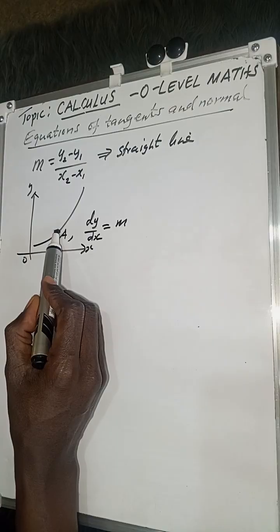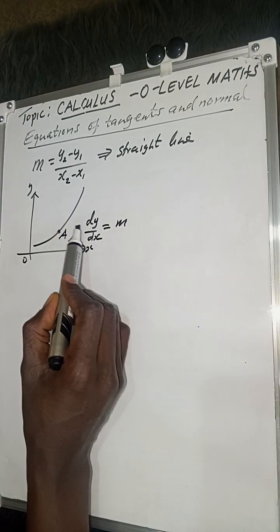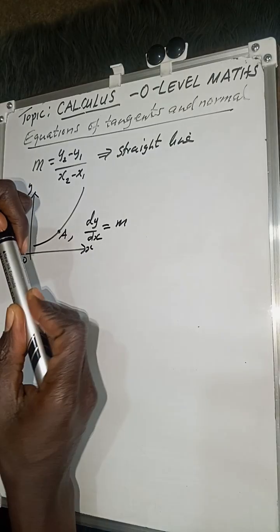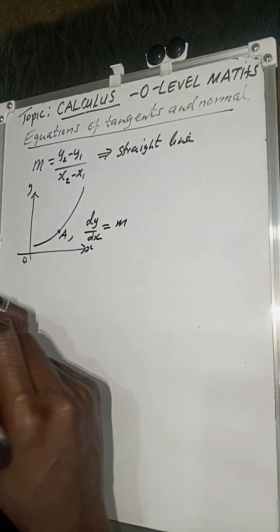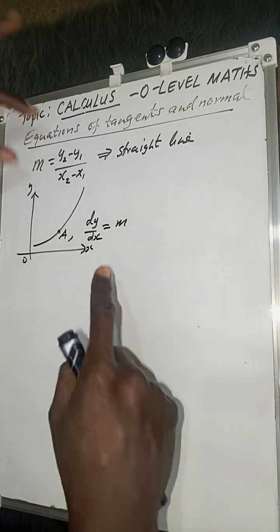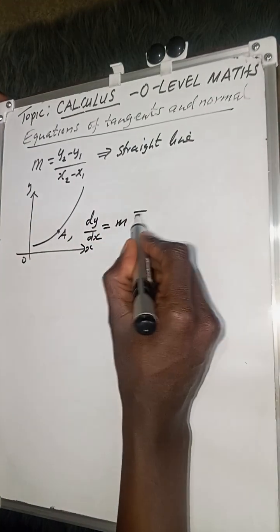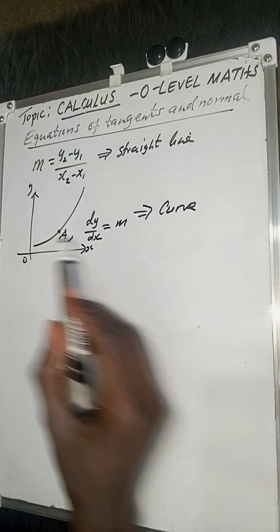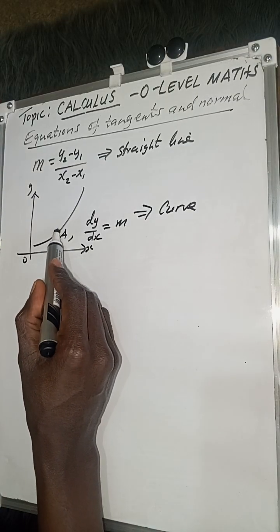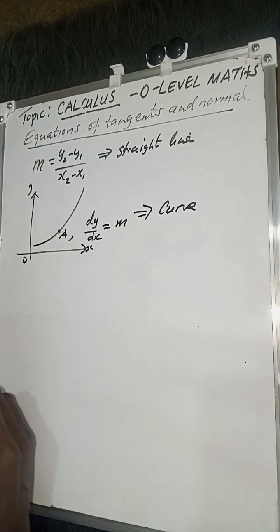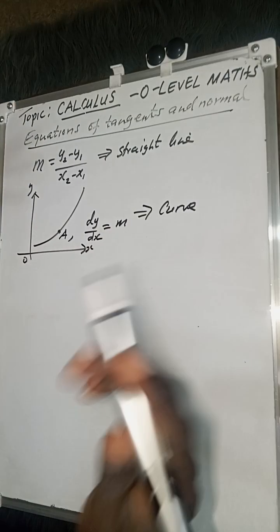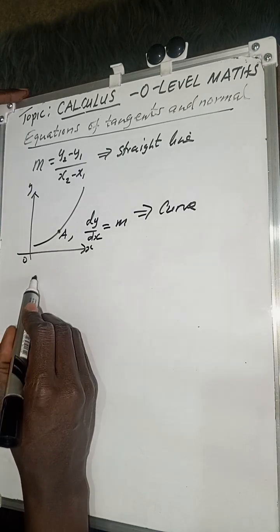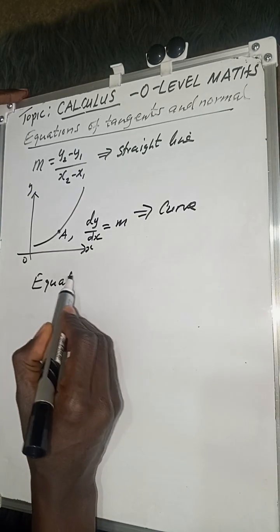So the change happening in the y-axis divided by the change happening in the x-axis, those small increments. So when you're dealing with a curve, you are going to be using dy over dx to find the gradient at a particular point. Of course, they are going to give you the coordinates at a particular point that you can use to find the specific gradient.